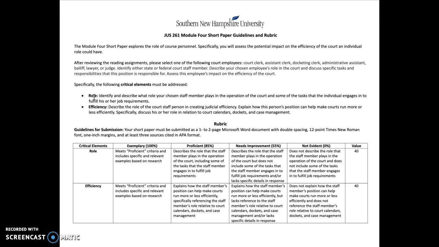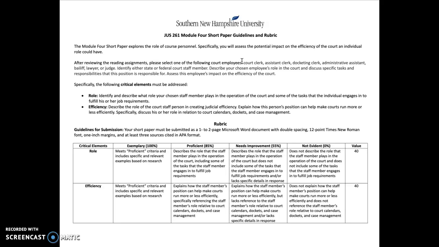So basically, what you need to do is identify one of these court roles up here and then take a look at a job description. So you can go online and look at it. Maybe if you're going to do a local or state court, you can go online and see what those types of jobs, for example, court clerk, what exactly does a court clerk do at your local court? Or what are a court clerk's duties and responsibilities in the federal judicial system?